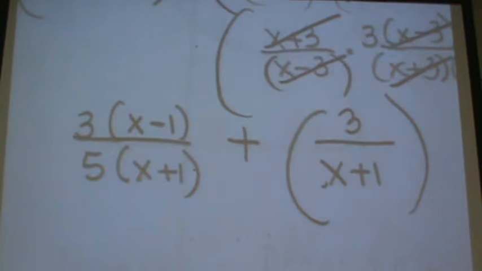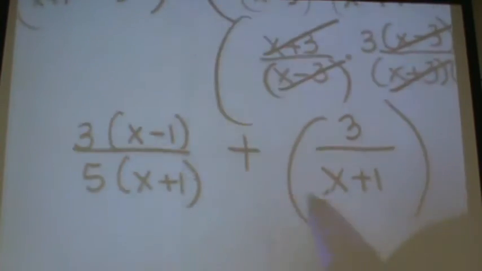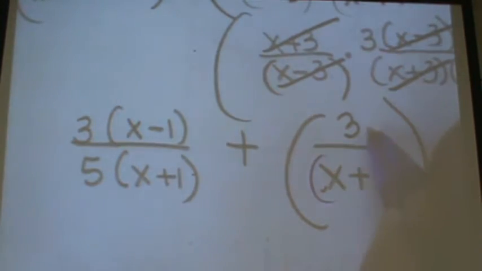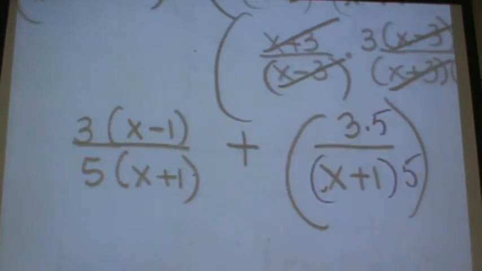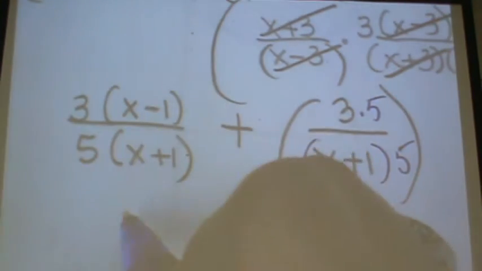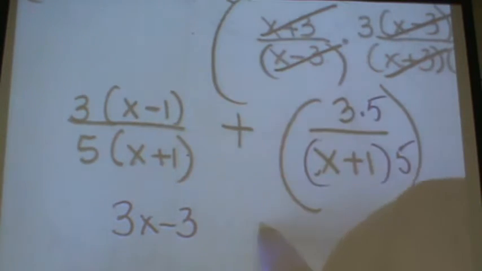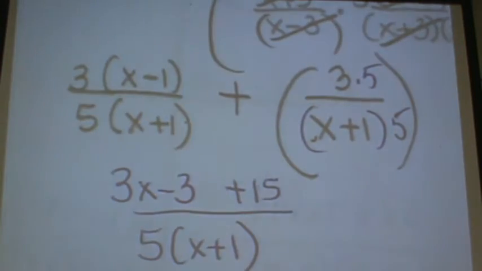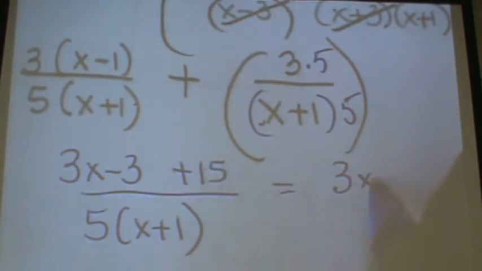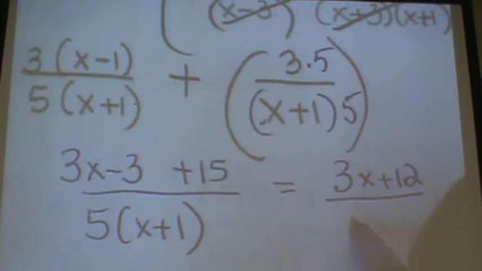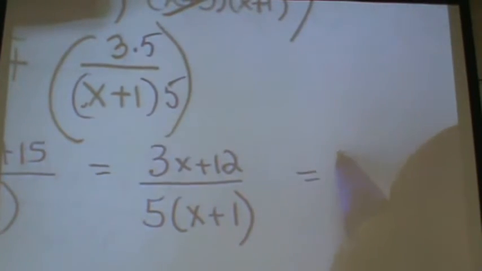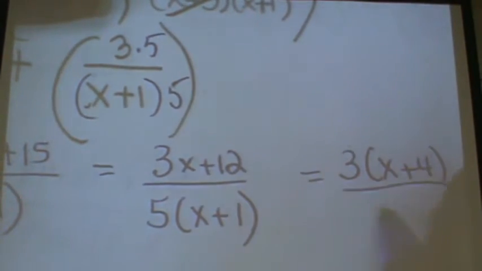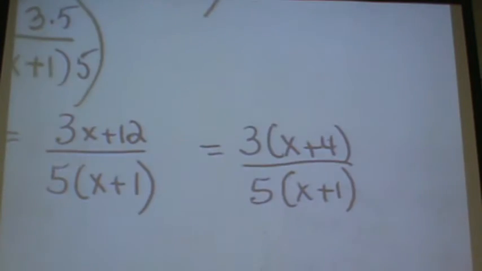Can you tell me what the common denominator is here? 5 times x plus 1. Yeah, so what do I need to do to add these two together? I need to multiply this by 5 and this by 5. So this is 3x minus 3 plus 15 over 5 times x plus 1, which is 3x plus 12. You could take a 3 out, but you're not going to have anything exciting. There's nothing you can do with that.